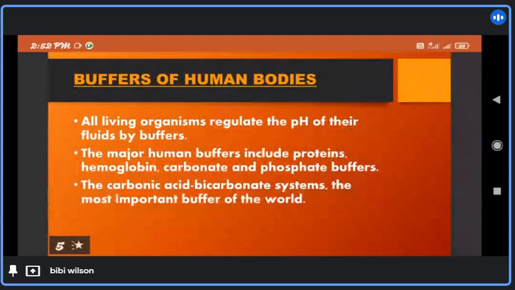Buffers of the human body. All living organisms regulate the pH of their fluids by buffers. The major human buffers include proteins, hemoglobin, carbonate, and phosphate buffers. The most important buffer of the blood is the carbonic acid bicarbonate system.